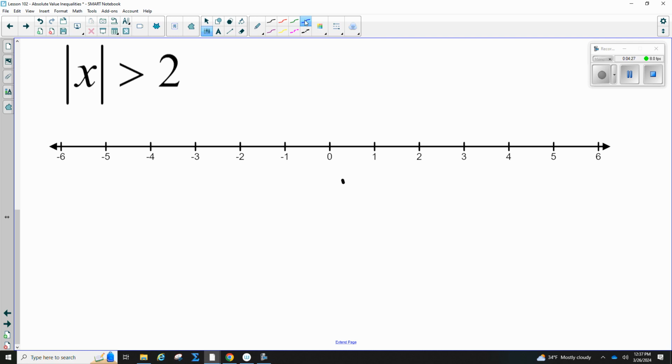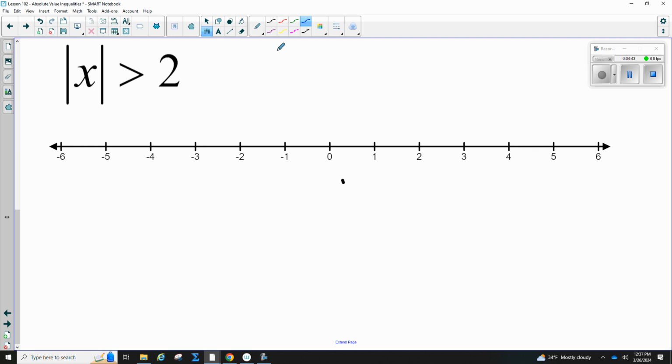What about a negative number that works? Do any negatives work? Negative 3 works, right? What's the absolute value of negative 3? Positive 3, which is greater than 2. How about negative 4, negative 100? Does that work? Yep, because then it goes positive, and 100 is greater than 2.